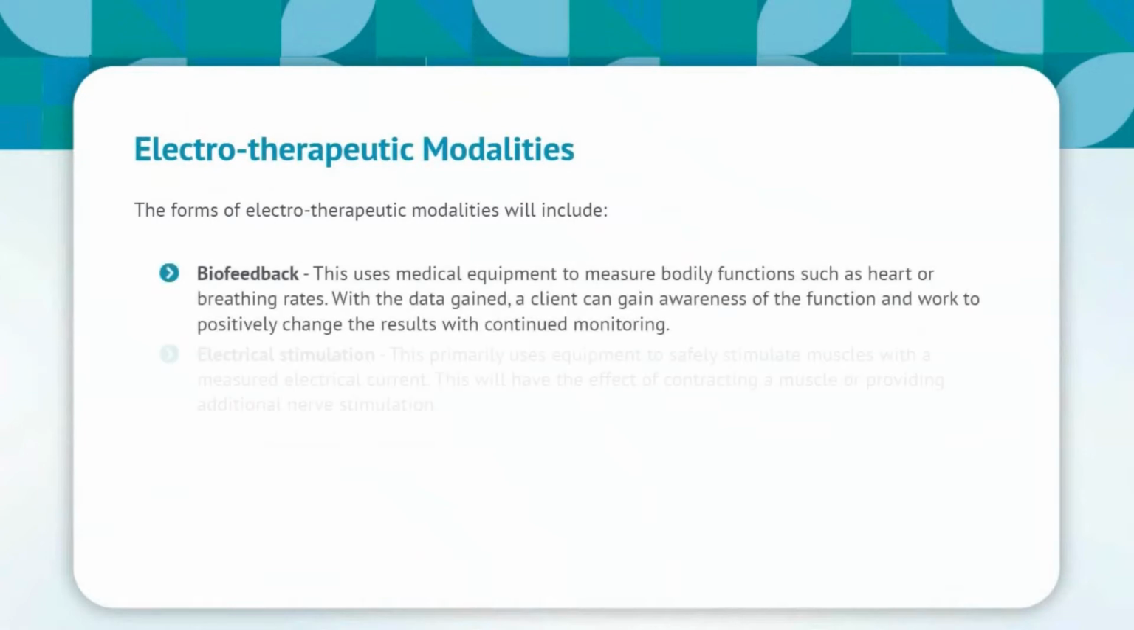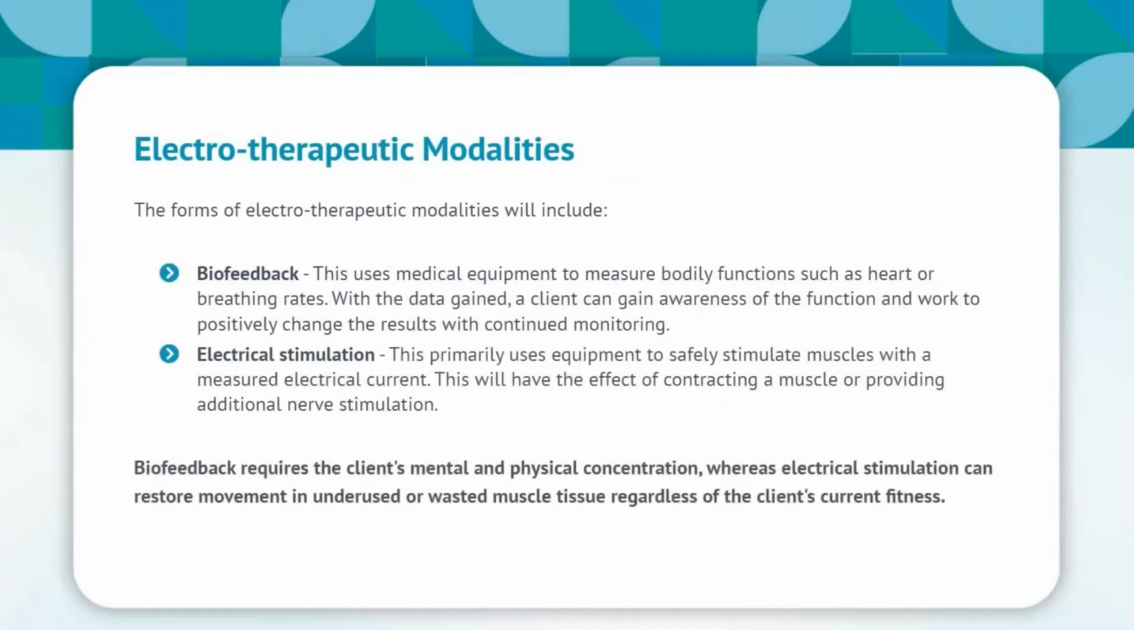The forms of electrotherapeutic modalities will include biofeedback. This uses medical equipment to measure bodily functions such as heart or breathing rates. With the data gained, a client can gain awareness of the function and work to positively change the results with continued monitoring. Electrical stimulation. This primarily uses equipment to safely stimulate muscles with a measured electrical current. This will have the effect of contracting a muscle or providing additional nerve stimulation. Biofeedback requires the client's mental and physical concentration, whereas electrical stimulation can restore movement in underused or wasted muscle tissue regardless of the client's current fitness.